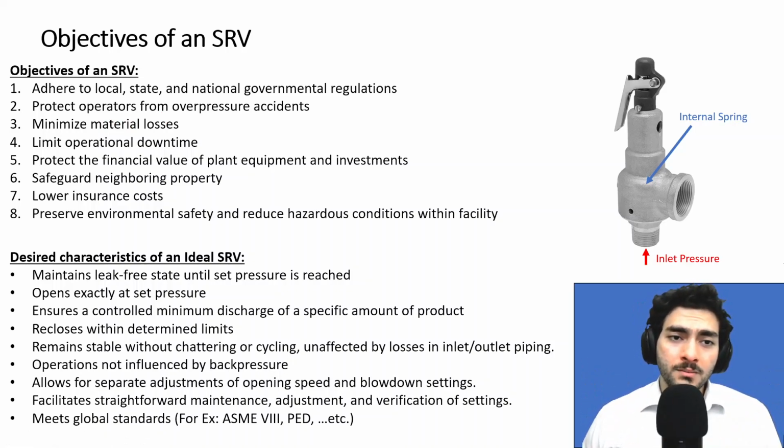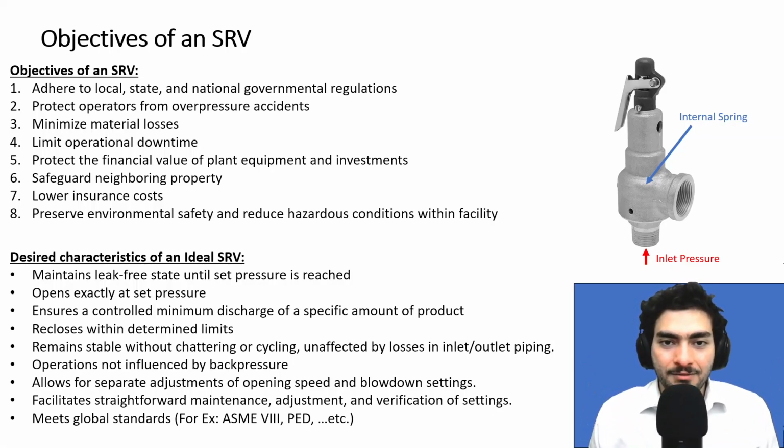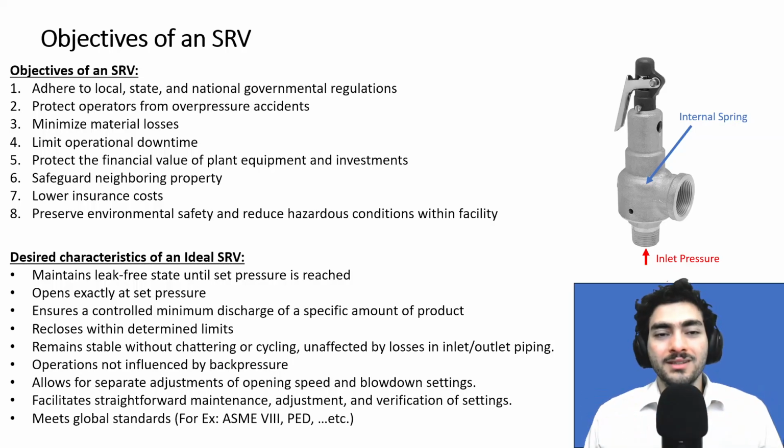You also want to minimize material losses. So once the safety relief valve activates, you want to make sure that whatever is contained inside the vessel isn't all spilled out, whether it's your raw materials or your valuable products. You don't want to lose that, because that converts to a lot of financial losses. And also, if the material inside the vessel is hazardous, you don't want hazardous material just being released to the environment, because that's unsafe.